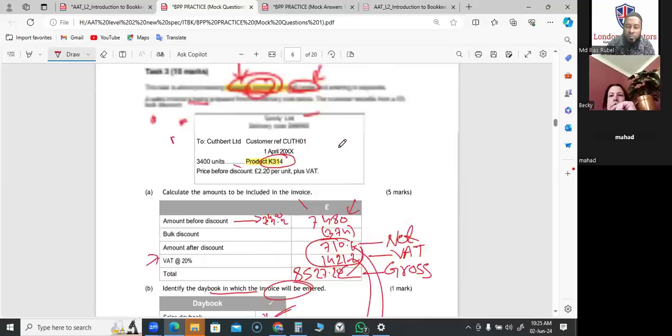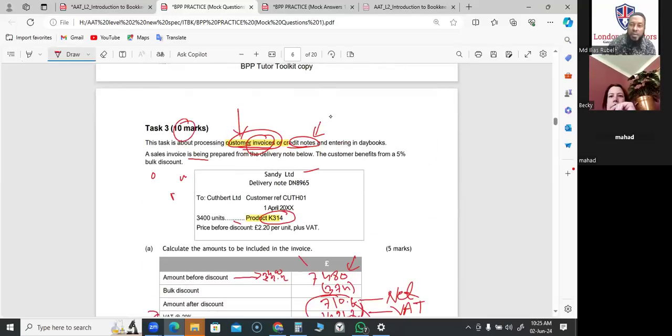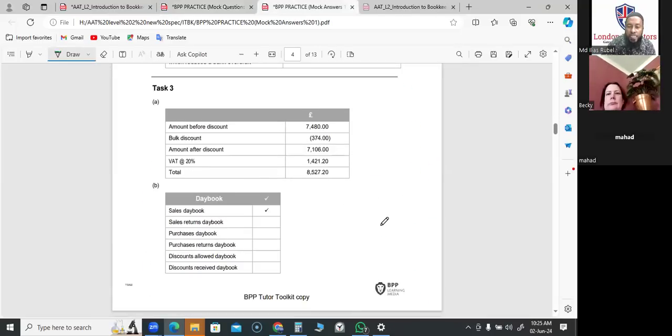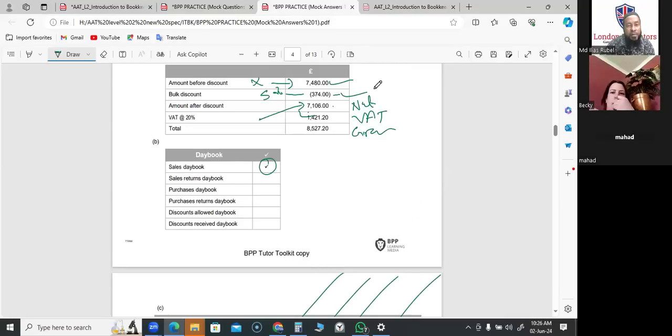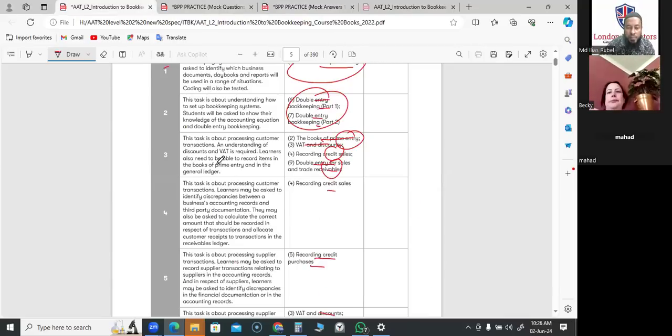And again, on task number 3, you got 10 marks. And how do you get it? Let's see the answer. It was this multiplied by this, and you got this item, and then you take the 5% discount and get these items. After deducting, you do 20% on that: that's our net, that's our VAT, and that's our gross, which we just copied later on here. We got 4 marks for the day book because this is the correct customer. Boom, boom, full marks.